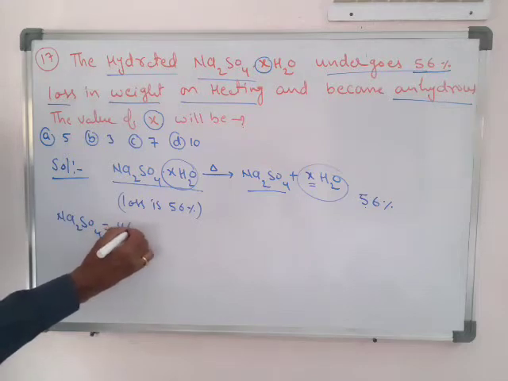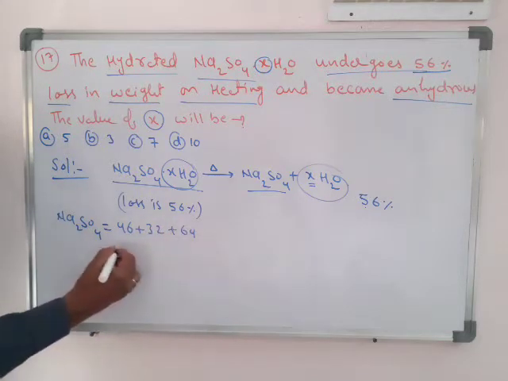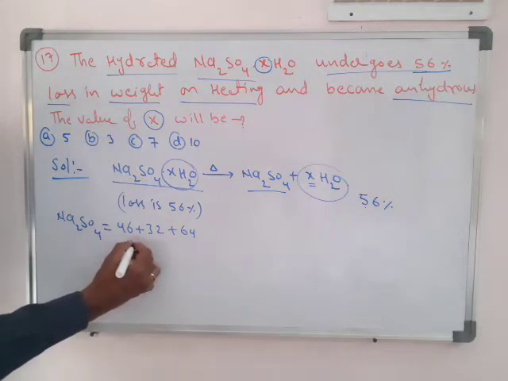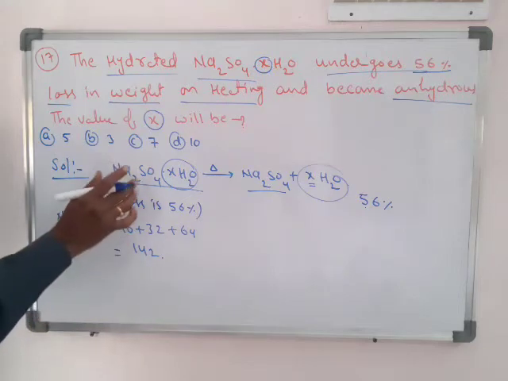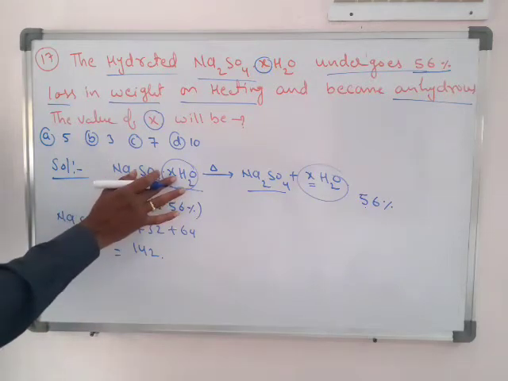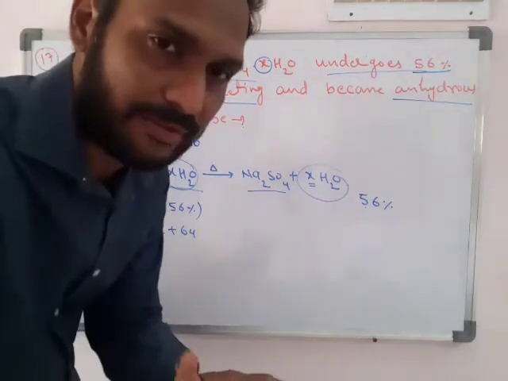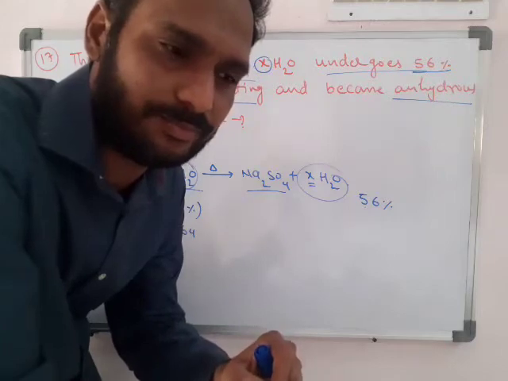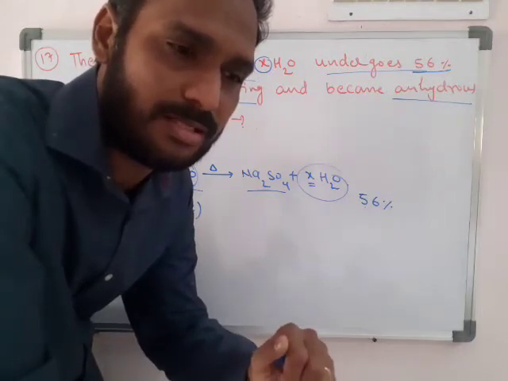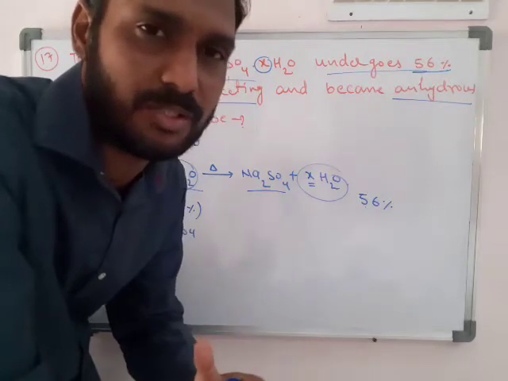Na2SO4: 46, 32, 64, which adds up to 142. So 142 is the common Na2SO4 part for every XH2O. For example, take the first option, X equal to 5, so there are 5 H2Os. If we take those 5 H2Os, what is the total mass? The mass of those 5 H2Os in the total mass should be 56%.